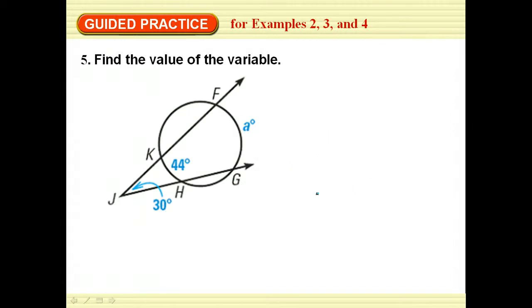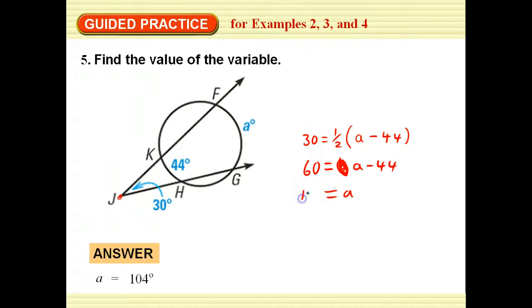So how about this one? I'm looking for A. I know that 30 degrees is equal to half of, this meets outside of the circle, so that is the difference between A and 44. And so getting rid of the 1/2 by multiplying, 60 is equal to A minus 44. So when I add 44 to both sides, I get 104 degrees.